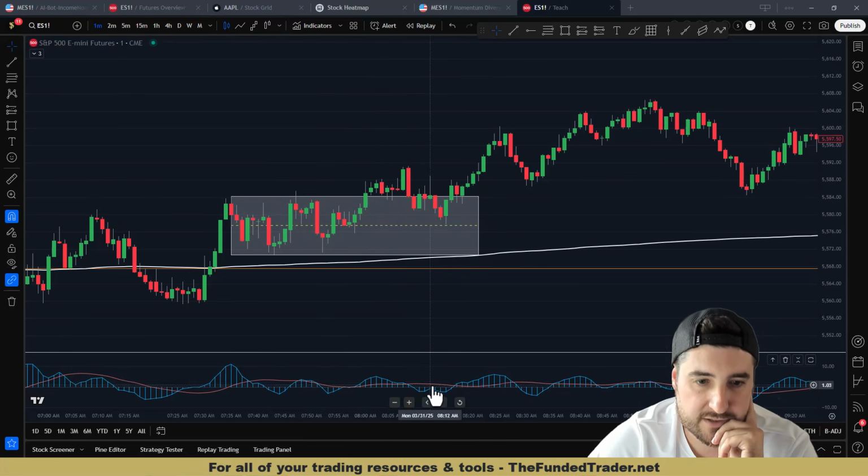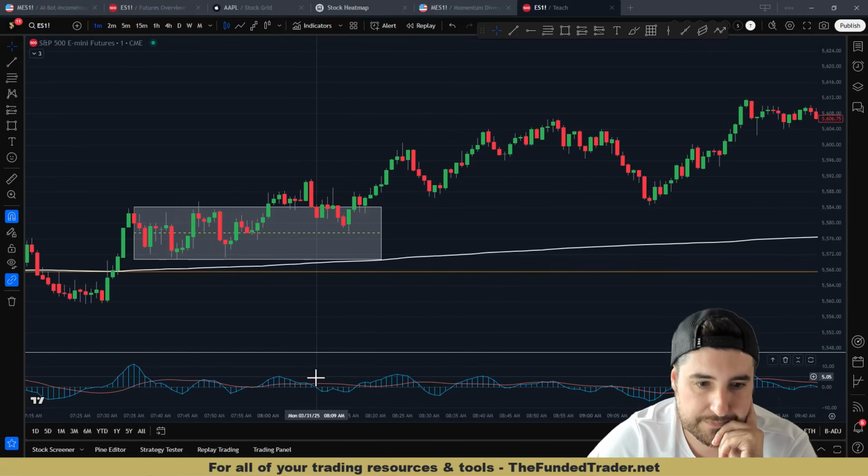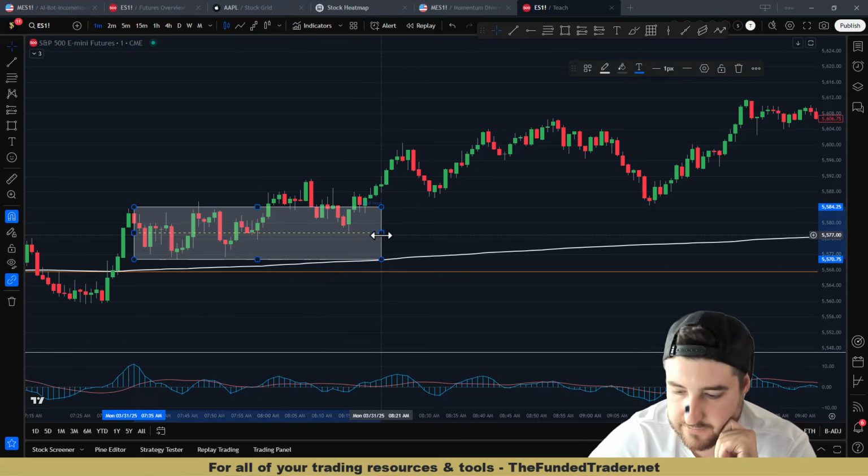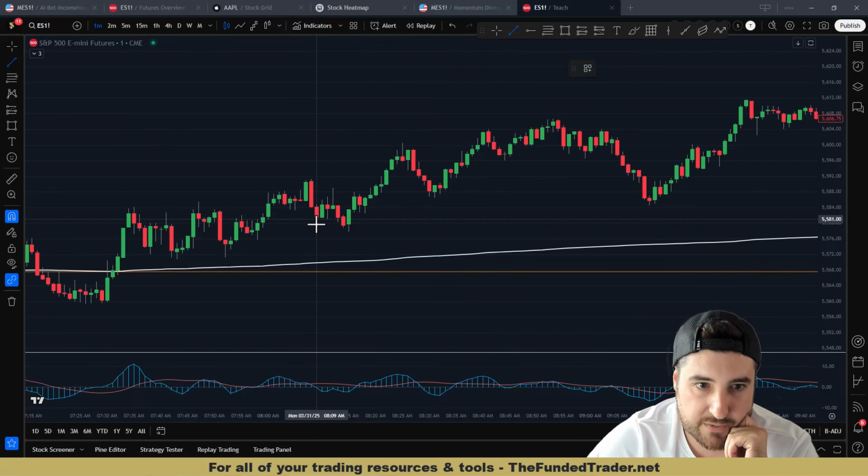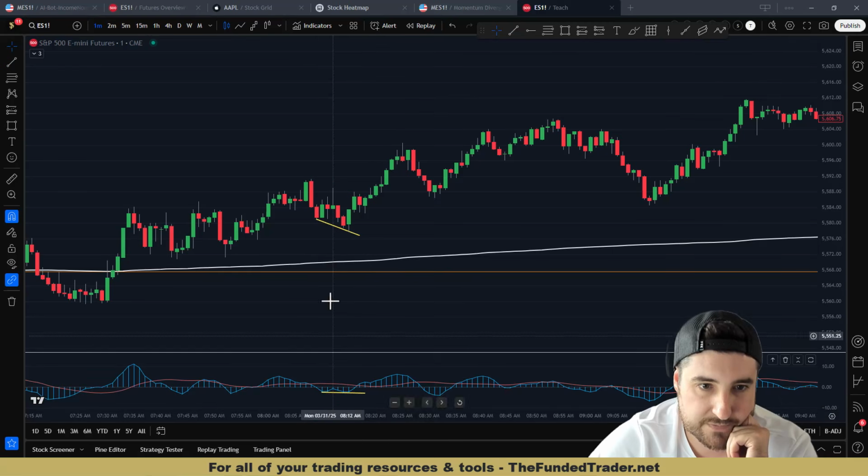This is just kind of in that chop zone still. We're just going back and forth. So there's really no setup until right here. Let me delete this. So we have a low and a lower low. And then if we look down here, they're pretty much equal.